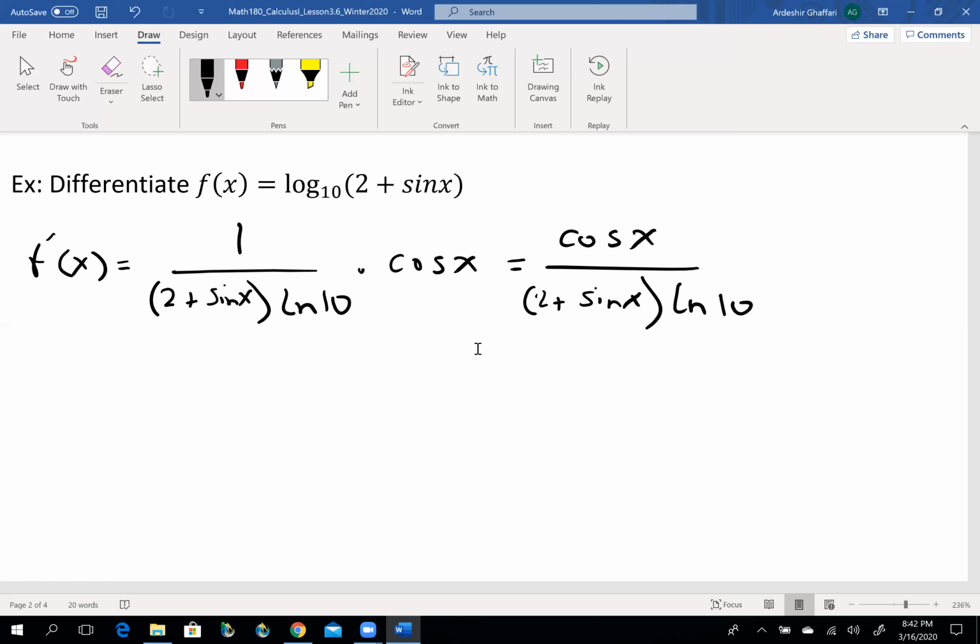And again, guys, how do I find this? Because of this: the derivative with respect to x of log base a of x is equal to 1 over x times natural log of a. So I follow that property, and then we do this problem. So the answer, f prime of x, is going to be cosine of x over 2 plus sine of x times natural log of 10. Okay, so now let's do another one.